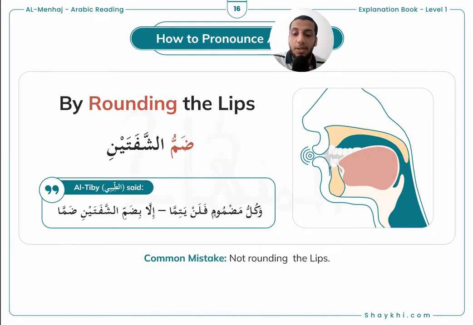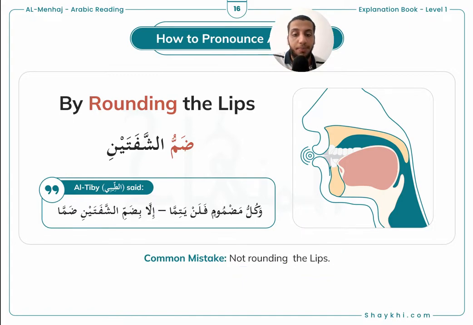One of the common mistakes here is not rounding the lips. How does that come? You make it like this: ooh, boo, tu, thu, without rounding the lips. This is not an accurate or complete dhamm. No, you have to make it like this: ooh, boo, tu, thu. This is the accurate pronunciation of al-Dhamm. One common mistake is not rounding the lips, and this is not just a common mistake between non-native Arabic speakers. I found this a common mistake even between Arabic speakers themselves.